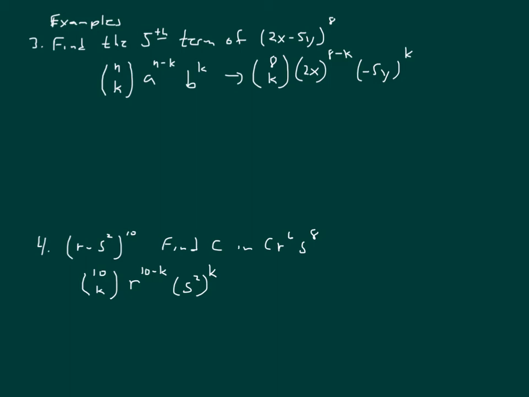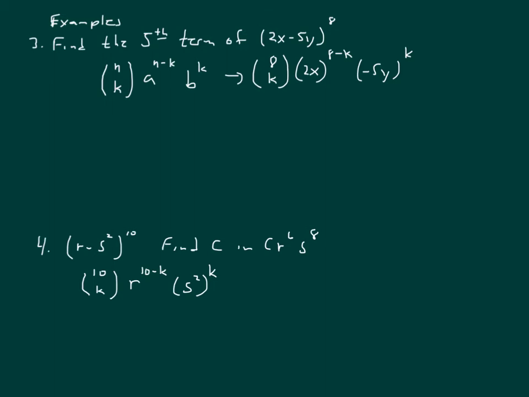Well, on this problem, I know that n is 8, a is 2x, and b is going to be a negative 5y. And so I know every term here is going to be 8 choose k times 2x to the 8 minus k times negative 5y to the k. And this is a setup that you're going to need to do for any problem. Anytime they ask you for a specific term number like this, you're going to want to do this because, actually in both examples 3 and 4, the key is identifying what you put in for k.